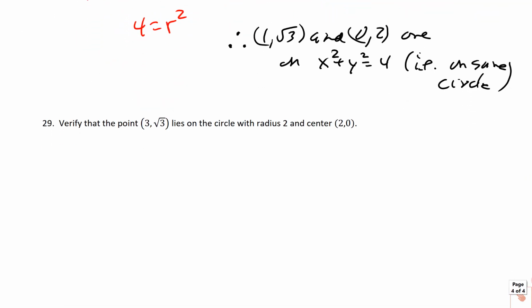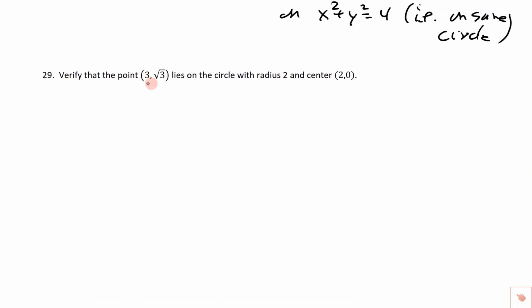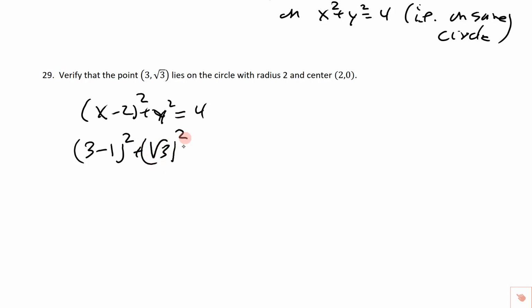This is number 29. It says verify that the point 3 radical 3 lies on a circle with a radius 2 centered at 2, 0. So if it's centered at 2, 0, that's going to be x minus 2 quantity squared plus y squared equals 4. So let's check and see if this actually works. Let's throw this in here. So this is going to be 3 minus 1 quantity squared radical 3 squared. Does it equal 4? That's the question.